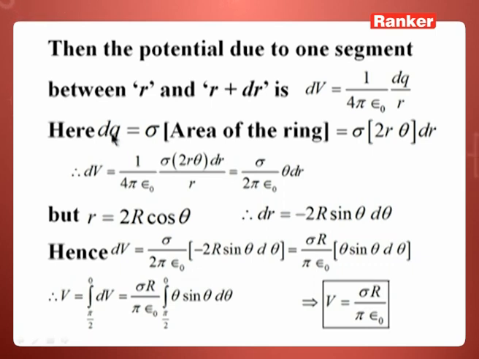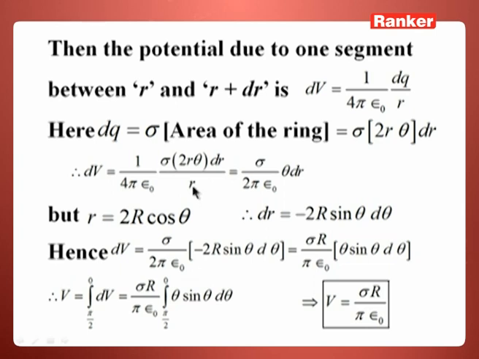So what would be the value of dq now? Sigma times 2r theta dr. Substitute that value in place of dq here. Then what would you get? dV is equal to 1 by 4 pi epsilon naught sigma into 2r theta dr divided by small r. If you simplify this further, we get dV is equal to sigma by 2 pi epsilon naught theta dr.